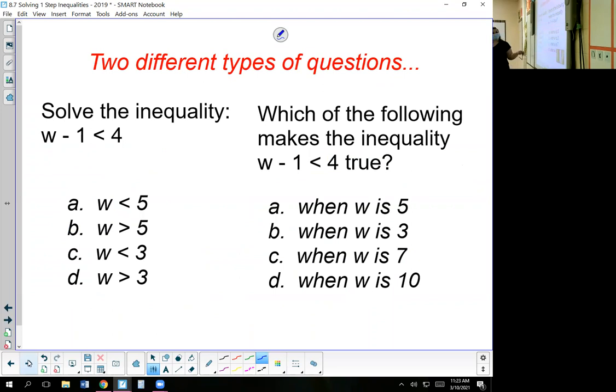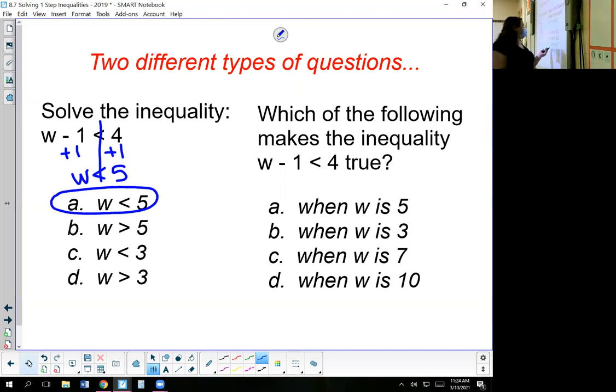Yeah. Then there could be different types of questions that I've seen on the air test or my test. It's just basically saying, solve the inequality and pick which one's true. So you can either solve it or you can plug it in. But basically here you would add 1. W is less than 5. So that's the answer. Here, which one would be true?